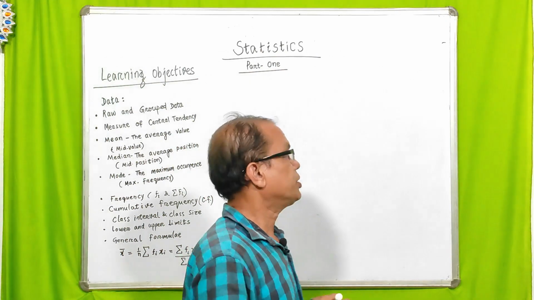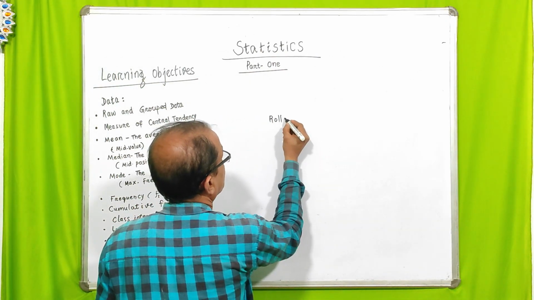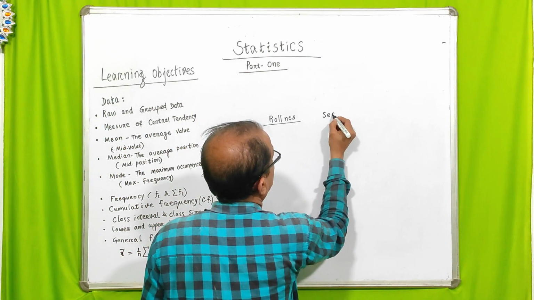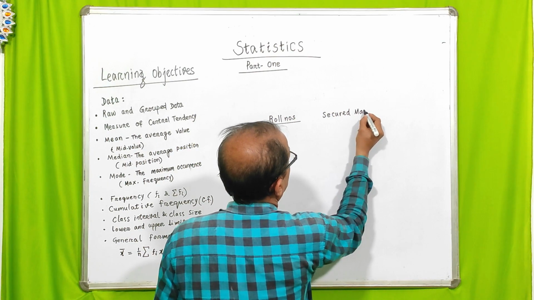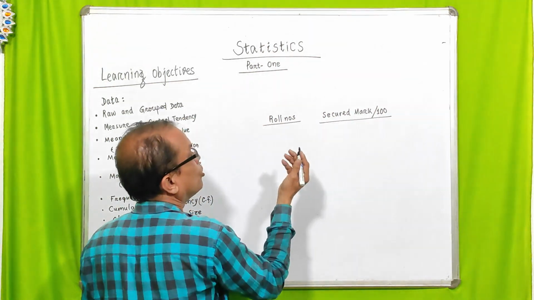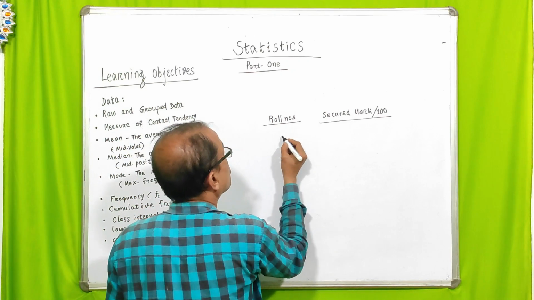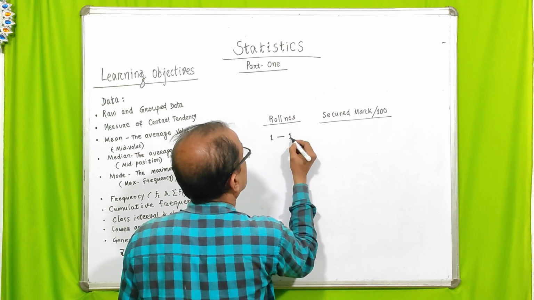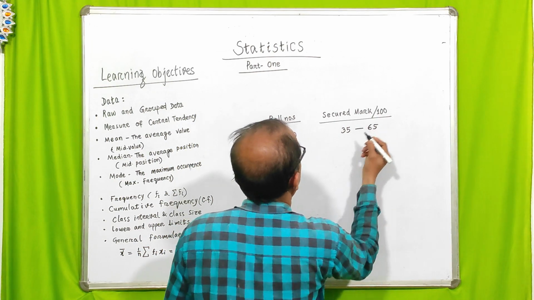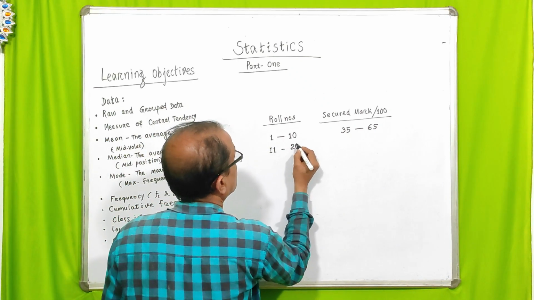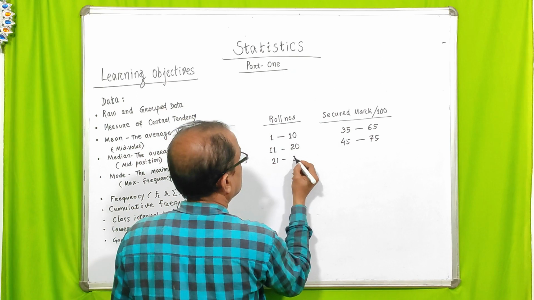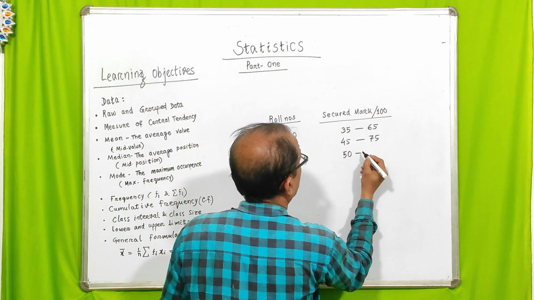So, when we have data like this, say the roll numbers, the secured marks, out of 100, then suppose we write the roll numbers like 1 to 10, the secured marks between 35 to 65, 11 to 20, they secured the marks 45 to 75, 21 to 30, these roll numbers secured 50 to 85.